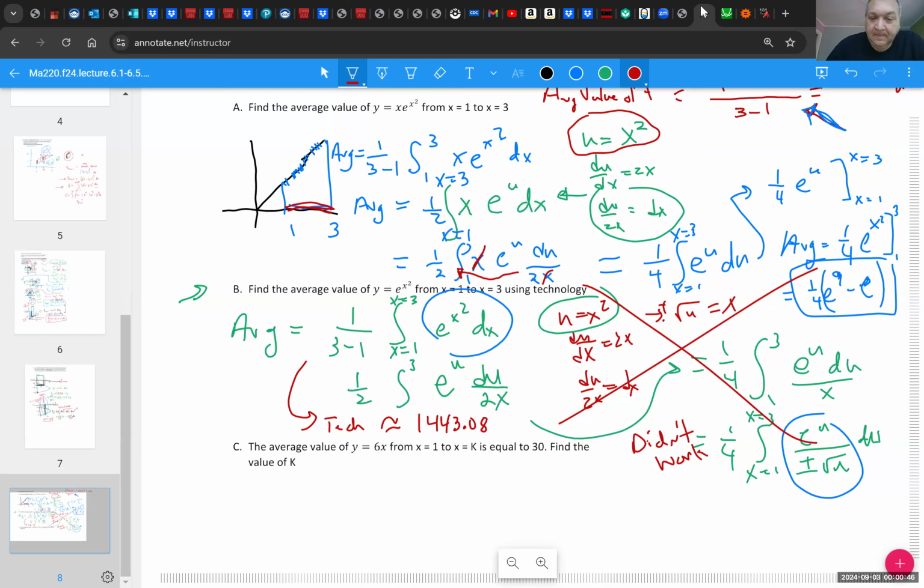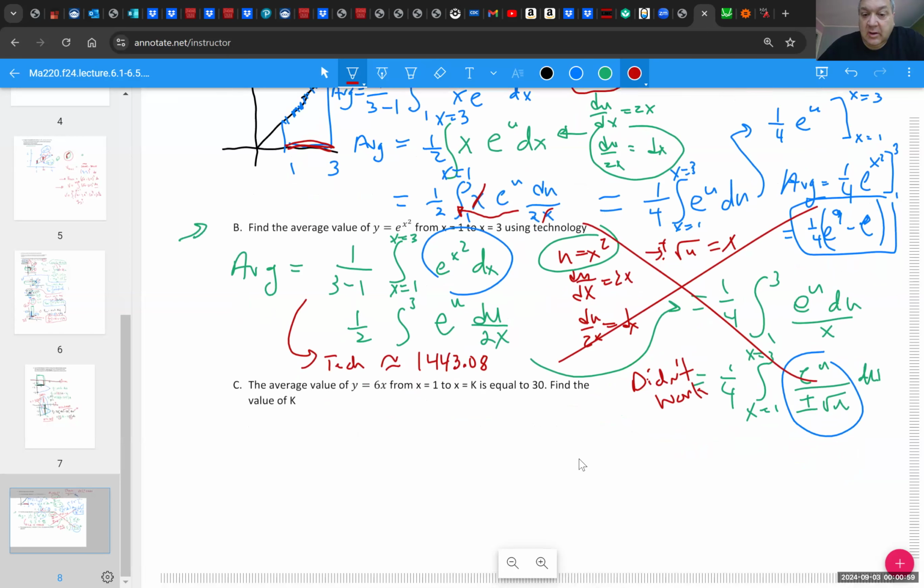1443.08. So that's the average value of this function. The average of all the y values from 1 to 3. All right, and then I have one last little twist on an average value function. It's not going to be much different in my mind.